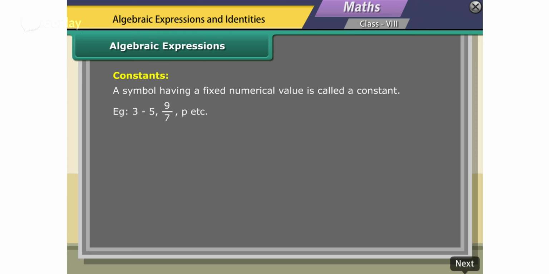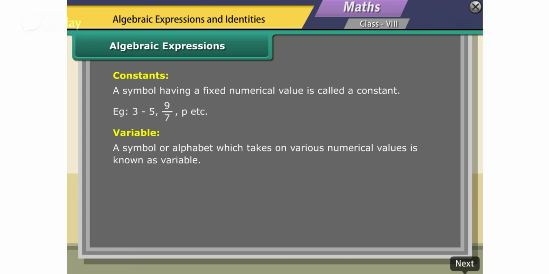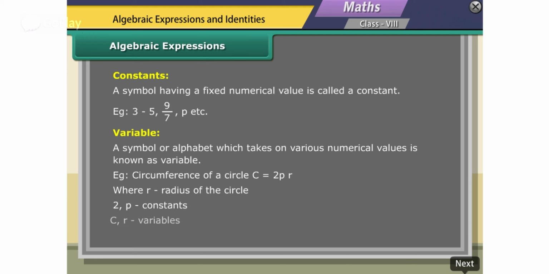Algebraic expressions. Constants. A symbol having a fixed numerical value is called a constant. Example: 3, minus 5, 9 upon 7, pi, etc. Variable. A symbol or alphabet which takes on various numerical values is known as a variable. Example: circumference of a circle C is equal to 2πr, where r is the radius of the circle. 2π is constant, C and r are variables.